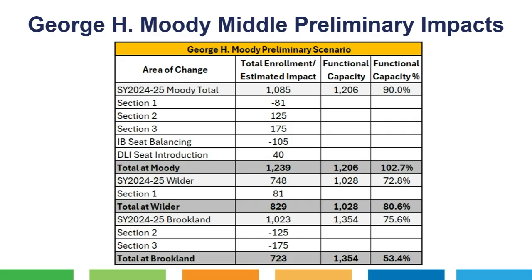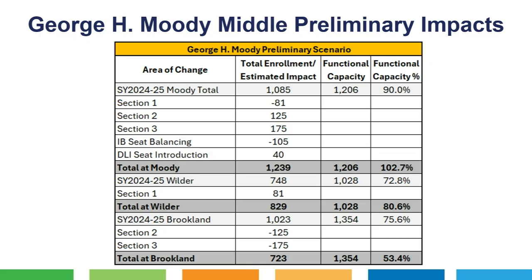In total, through boundary adjustments, introduction of the first grade level cohort in the dual language immersion program, and the already in process shifting of IB MYP seats, Moody is estimated for a net gain of 154 students, placing it at around 102.7% functional capacity. The dual language immersion program is expected to grow by 40 seats in the 2 subsequent years as students matriculate through. Thus, functional capacity, as seen here, will change.